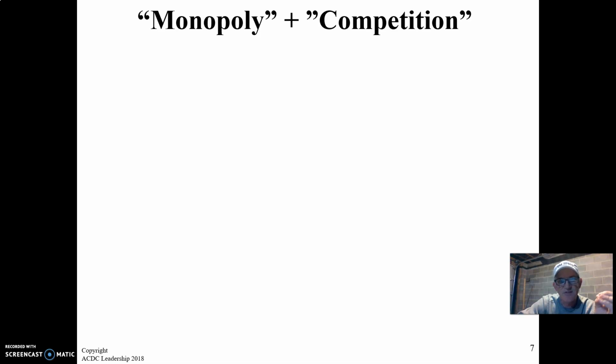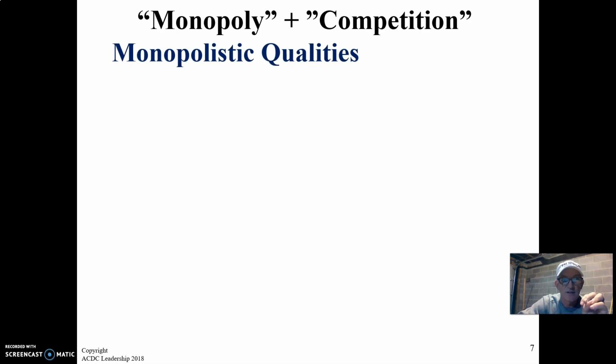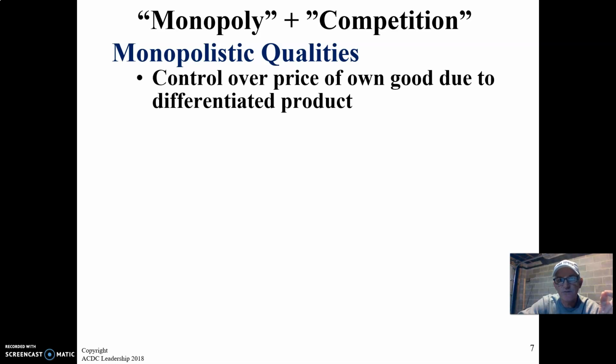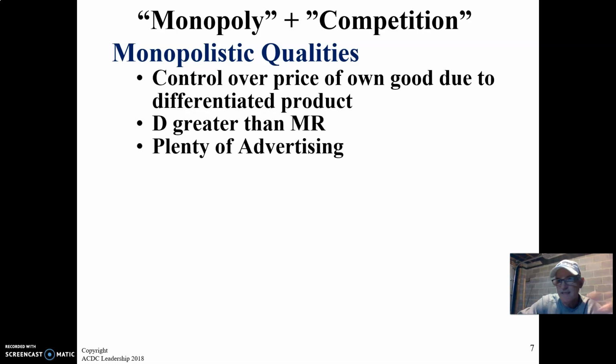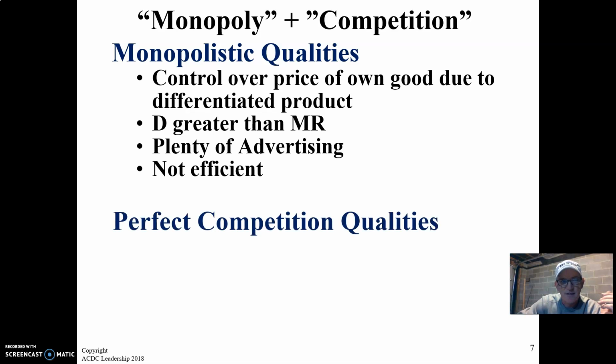So, monopolistic competition is a combination of monopoly and competition. Here are the qualities of a monopoly that they have. Right? They do have control over the price of their own good because you might be the only one that makes this particular blueberry flavored cereal. Okay. And if you do that, then you don't have to necessarily worry about price so much. So that being said, demand is going to be greater than marginal revenue. They have plenty of advertising, like we talked about in the last slide. They are not very efficient.